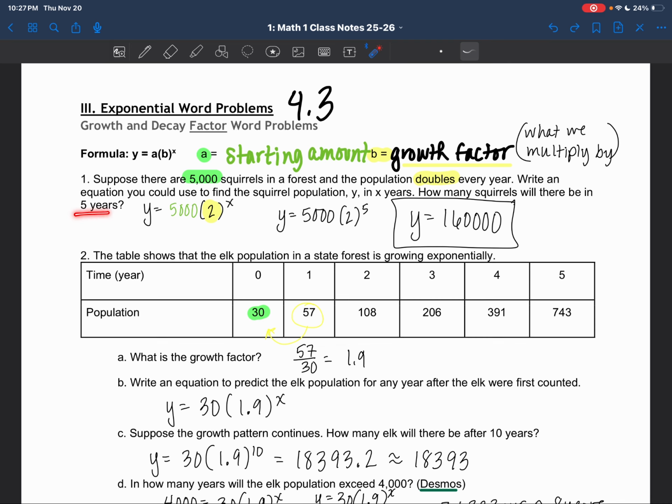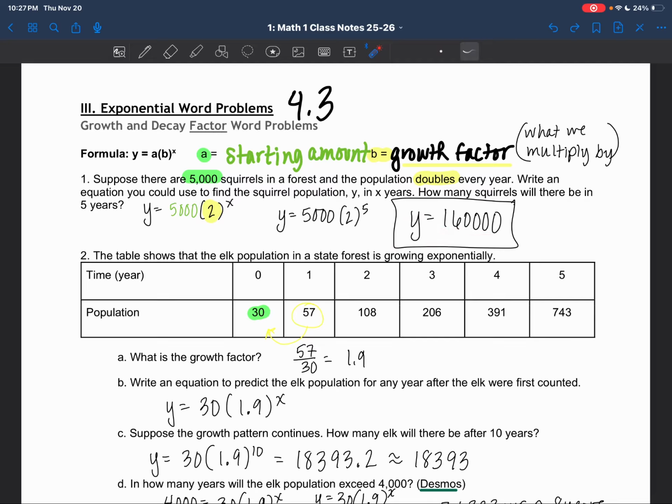Now it wants to know how many will there be in 5 years. So we just said x equals 5. So we're going to substitute in 5 for x. And then when you go ahead and put that into your calculator, remember it's 5,000 times 2 to the 5th power, and you'll get 160,000 squirrels. That's a lot of squirrels.